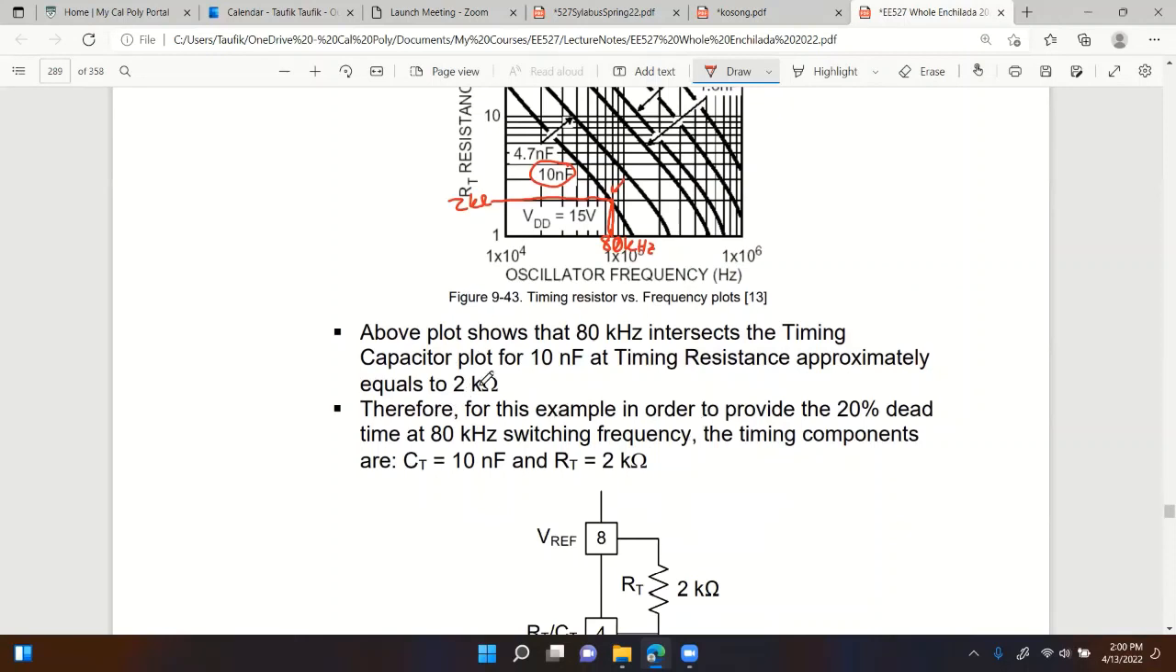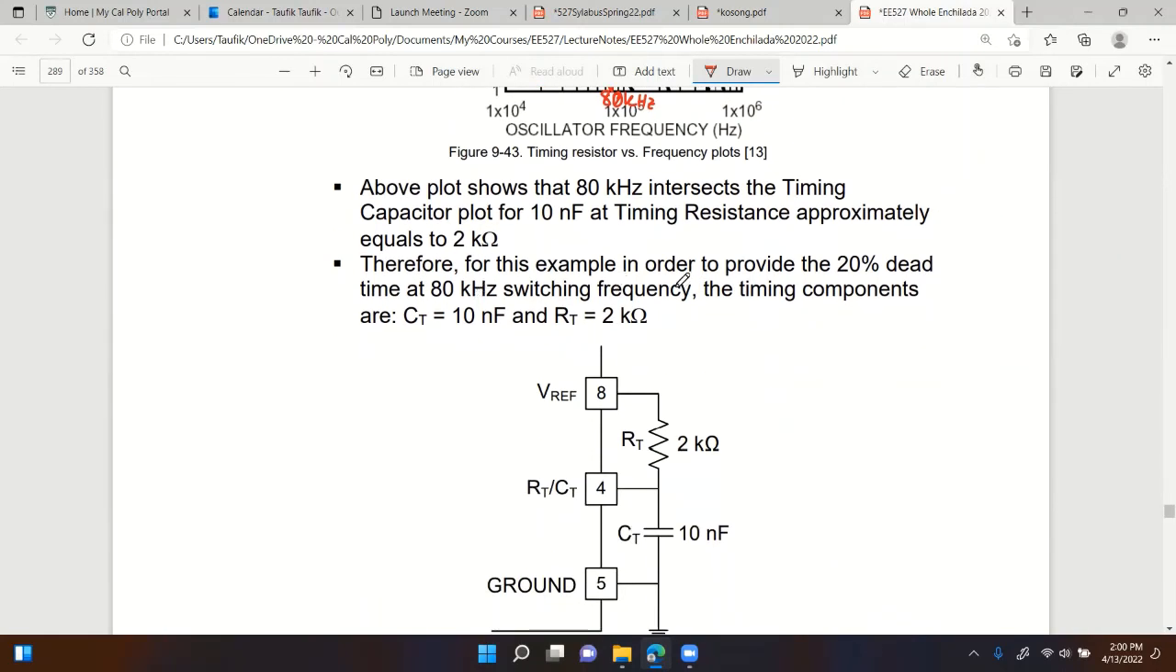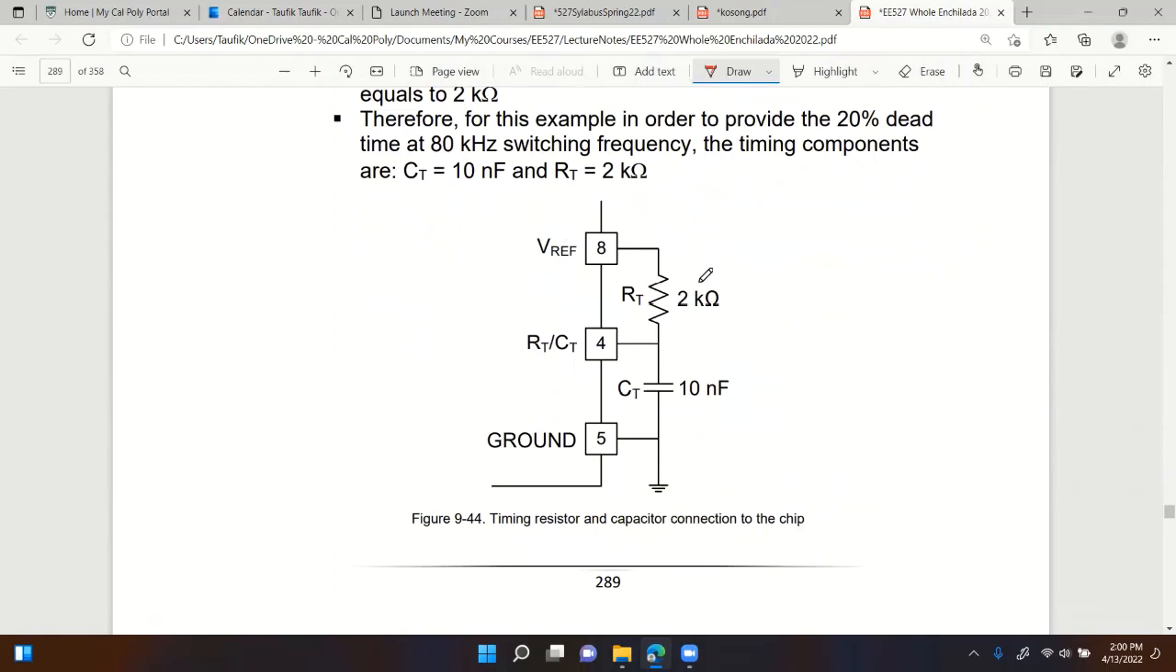So therefore, for this example, if you want to provide 20% dead time at 80 kilohertz, then the timing components RT and CT would be 2 kilo ohms and 10 nanofarad, and that's how you would connect it. See, I'm using the VREF right there. That's how you connect the RT-CT for the UC1840 family.